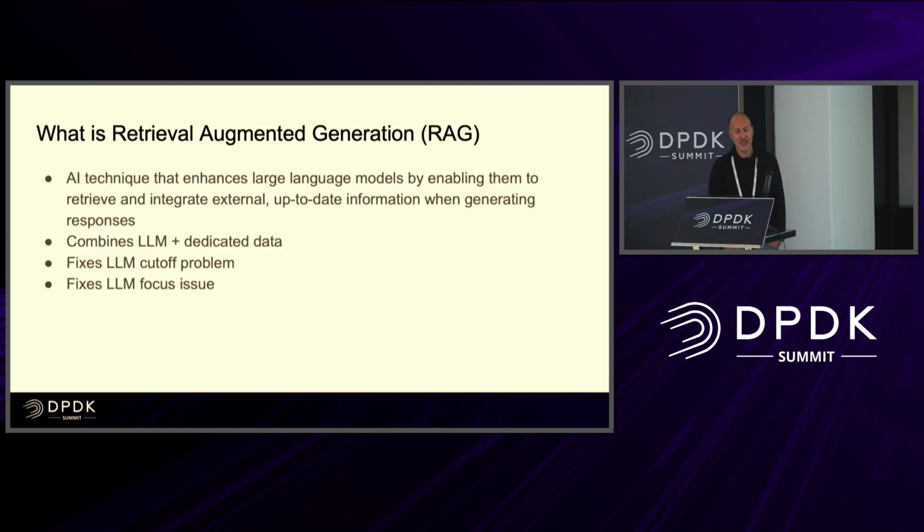A few words on what Retrieval-Augmented Generation, RAG for short, is. Basically, it's an AI technique that enhances large language models by enabling them to retrieve and integrate external up-to-date information when generating responses. In other words, we can take the large language model, the LLM, and add our own data, up-to-date data, that's important. This approach fixes two main issues of LLMs. The first is the cutoff date: each LLM has its own cutoff date, usually a few years before it's released. From this day on, it doesn't learn anything new.